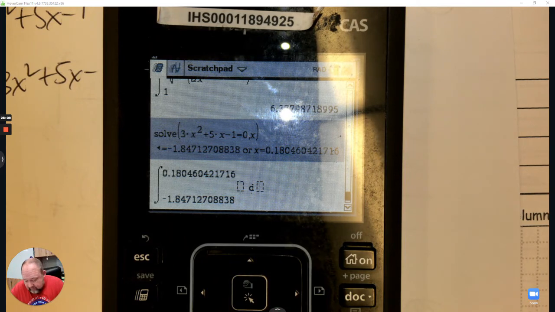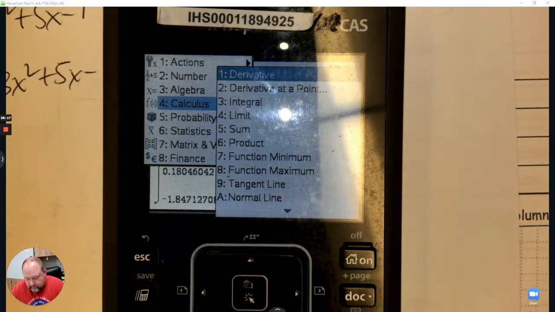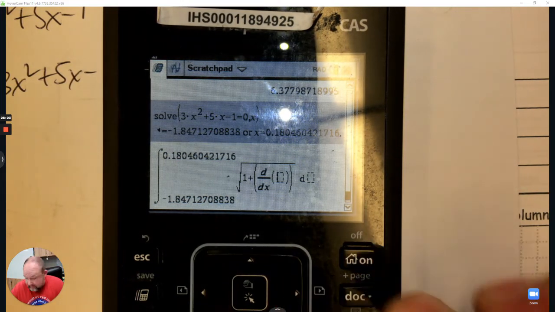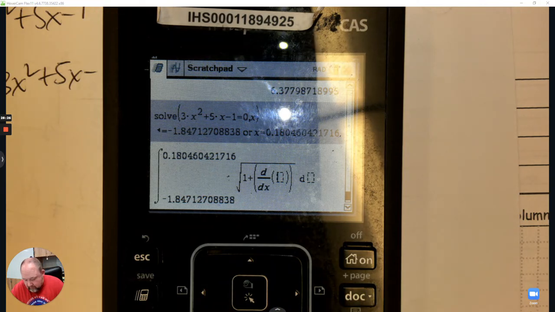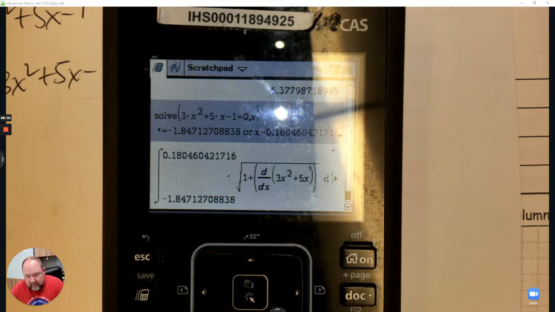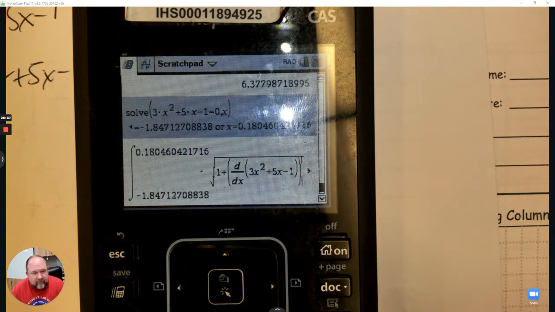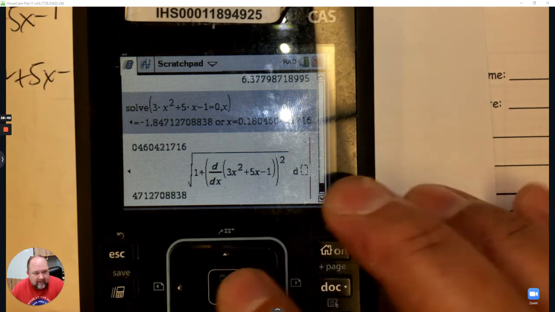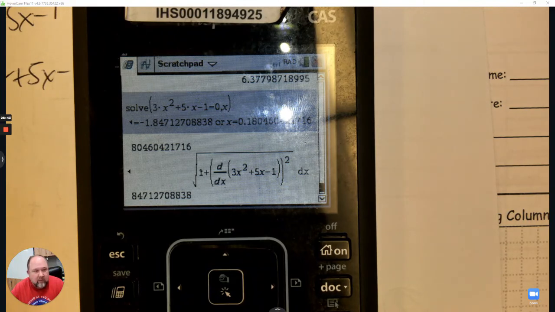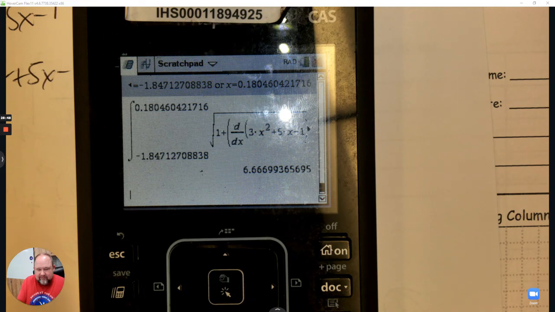Now the formula, which is the square root of 1 plus, parentheses, derivative in terms of x, and then I type in the equation, which is 3x squared plus 5x subtract 1. I have to square that. That's why I have that extra parentheses there. And then dx. I get 6.666. It's a lot of sixes. That's it. That's the answer.